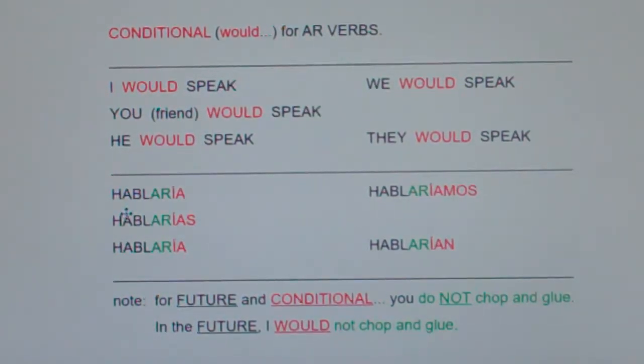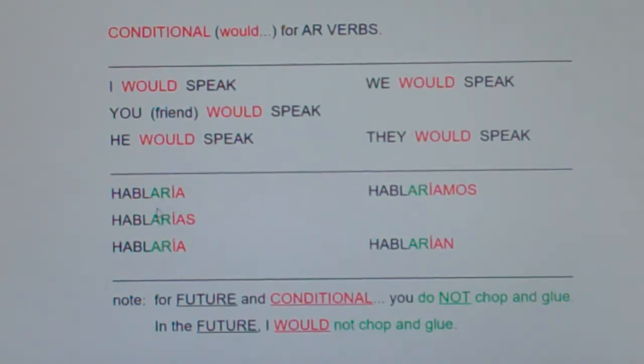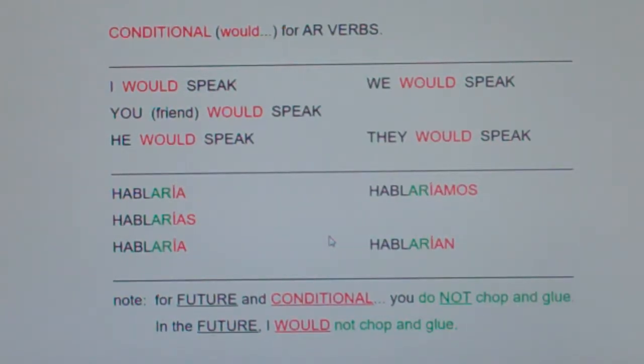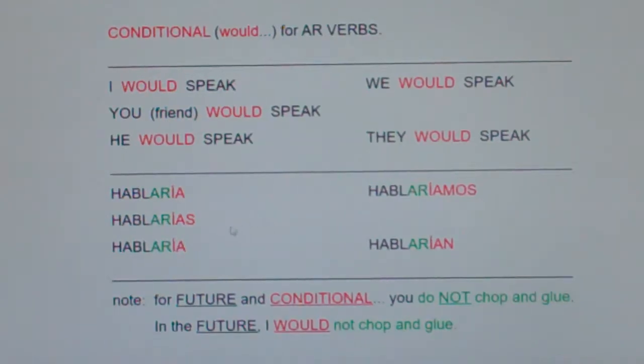So notice, you don't chop off the AR and add endings. You leave the AR on and add ía, ías, ía, íamos, ían. Okay? Now hold it. Some of you are thinking, hold it, Mr. Holt. I thought if a verb ended in ía, it meant past tense. Comer is to eat. Everybody say comía. If you chop off the ending and add ía, it means I always ate or I was eating. Everybody say tú vivías. Tú vivías means you always lived or you were living. But notice, if you leave the infinitive on and you add ía, it means would.